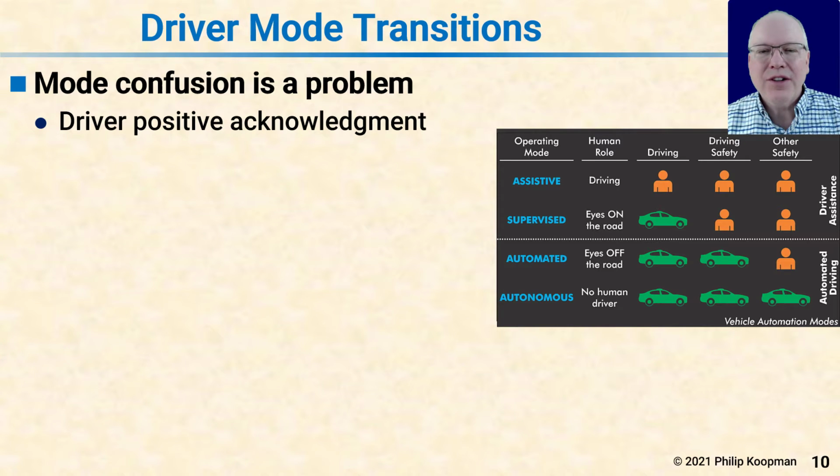Driver mode transitions are a key aspect to getting safety. And a significant issue here is known as the mode confusion problem. In mode confusion, the automation and the human driver have a different idea of what state the system is in. That means that it's essential to have positive driver acknowledgement when going from one of the modes lower on the chart to one of the modes higher on the chart.